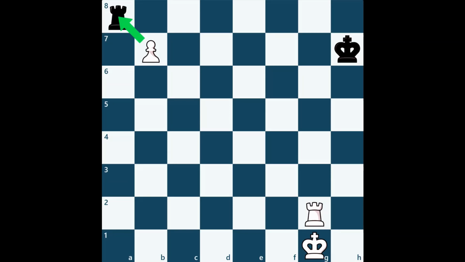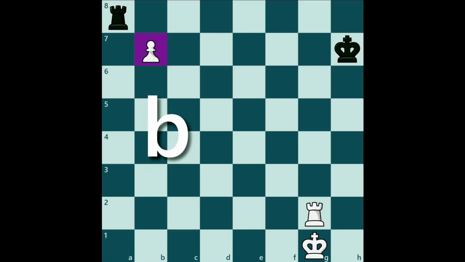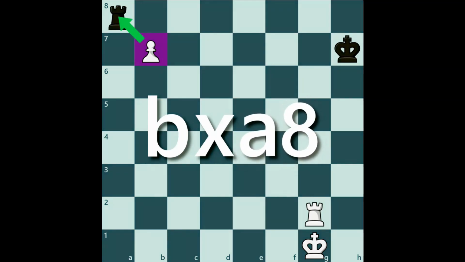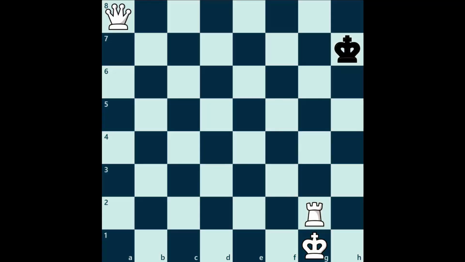Here is one more capturing question. How do we notate a pawn capturing a rook and promoting to a queen at the same time? Does it sound complicated? Don't worry, it's just one extra step. We start by notating the capture. Remember, we mark a pawn with the file that it is currently on. In this case, the pawn is on the b file. So we would write a lowercase b, then we would write captures, which is an x, so lowercase b, x, and then the square that we capture, a8. So bxa8.